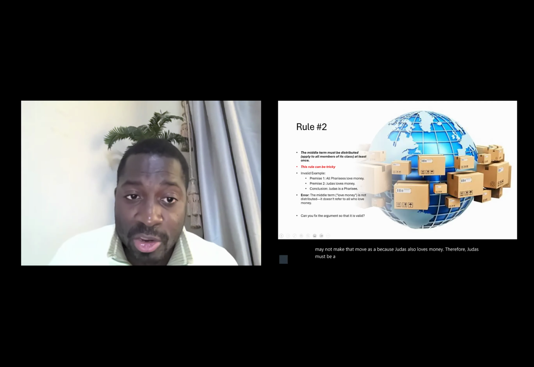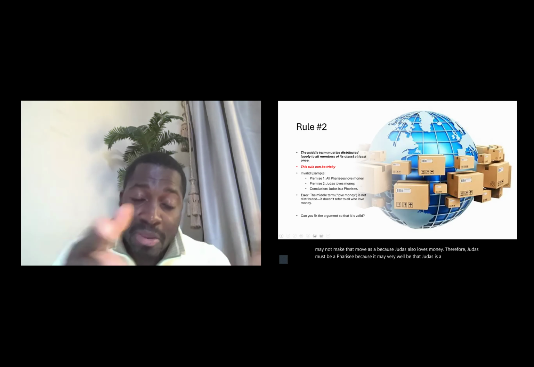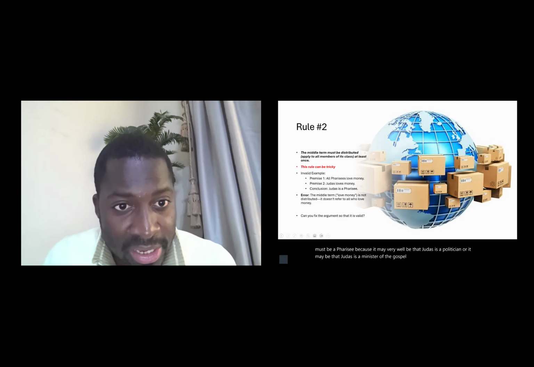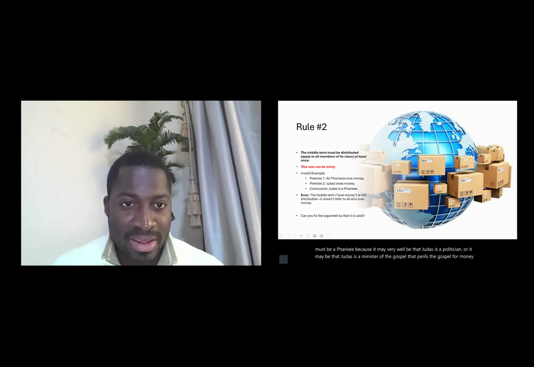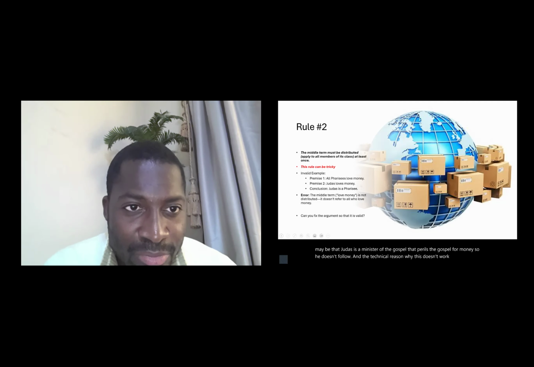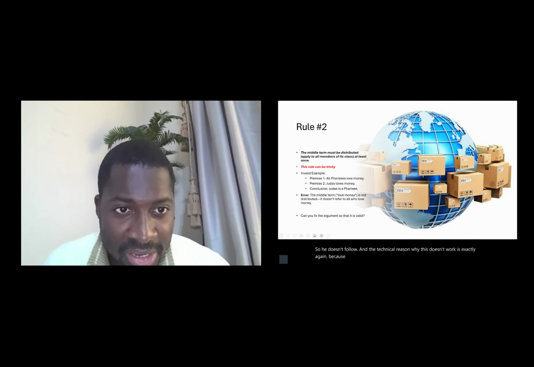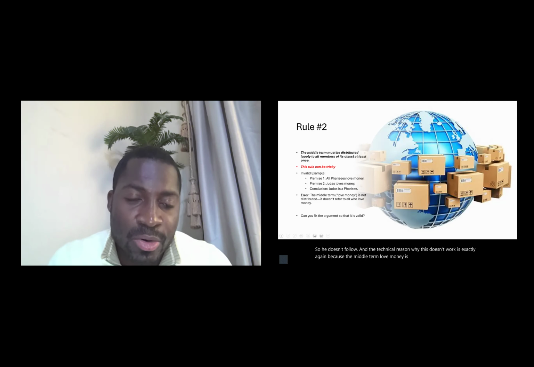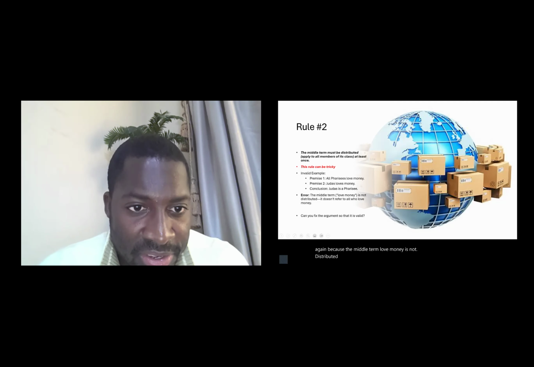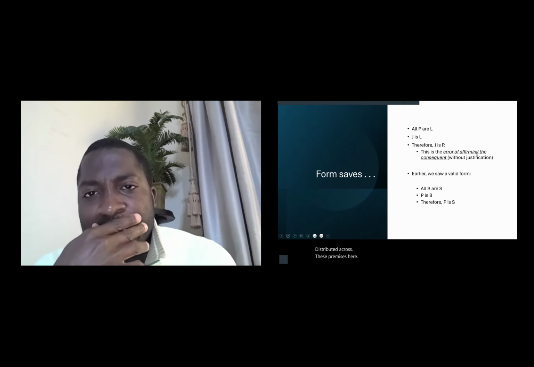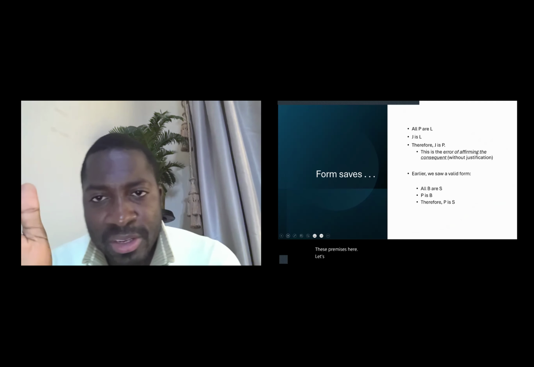Because it may very well be that Judas is a politician, or it may be that Judas is a minister of the gospel that peddles the gospel for money. So it doesn't follow. And the technical reason why this doesn't work is, again, because the middle term, love money, is not distributed across these premises here. Let's zero in on this a little bit.